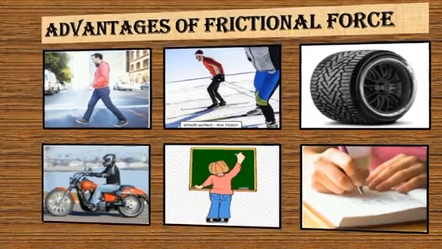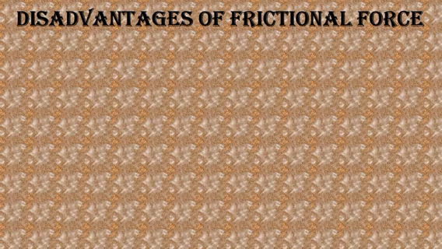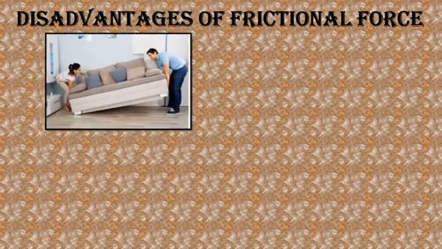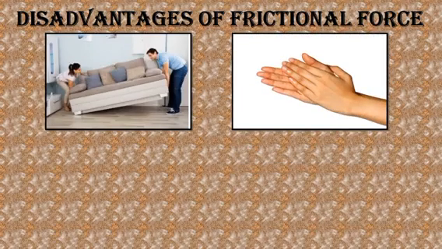Now we will discuss the disadvantages of friction. Friction makes it hard to slide or move heavy objects across the floor. Friction generates heat. For example, when we rub palms together for some time, heat is generated due to friction. The heat produced can cause damage to machine parts such as car brakes.